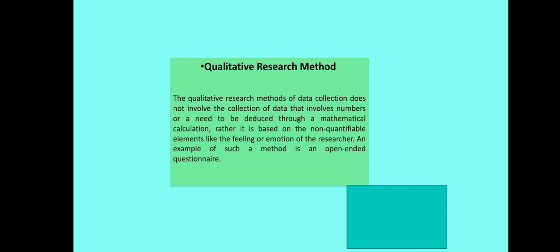So qualitative research method, as we all know, is a method which includes the qualities of things, which goes deep down into the reasoning, which goes deep down into searching for the quality of things, and it incorporates open-ended questionnaires because they are more prone towards subjectivity.